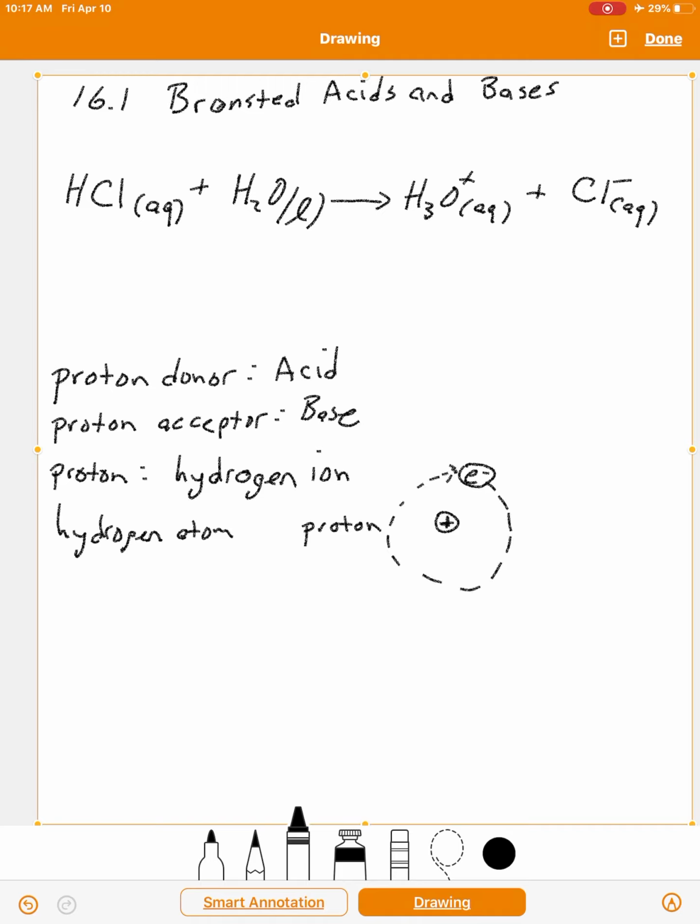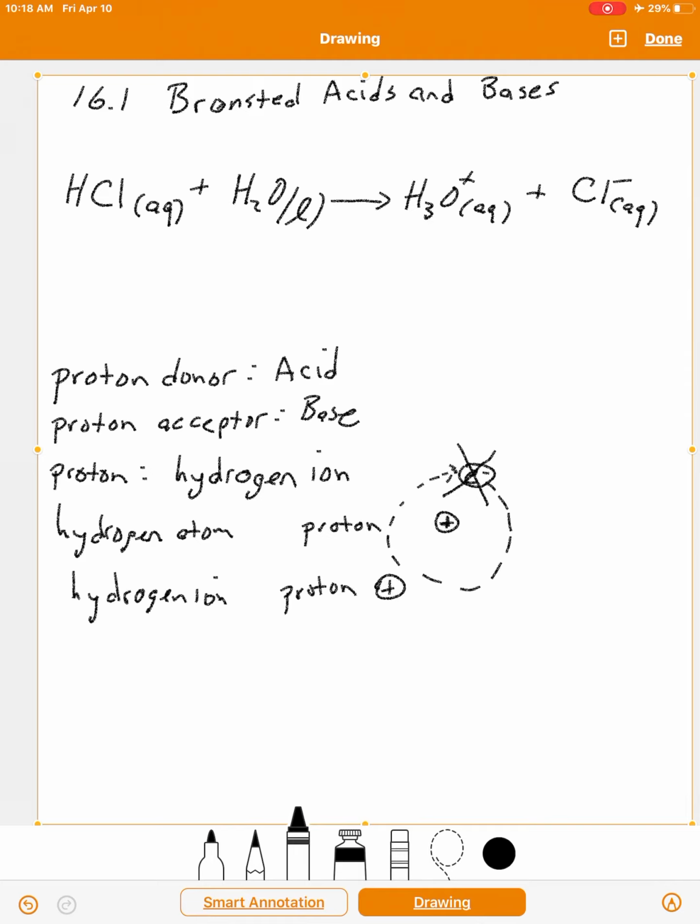We'll ignore the modern quantum mechanical interpretation of the hydrogen atom, but we recognize hydrogen as a proton and an electron. Now, if you remove the electron from a hydrogen atom, you now have a hydrogen ion. And so if you take the electron off, all you have is a proton. So that's why the hydrogen ion and the term proton are synonymous. They're essentially the same thing.